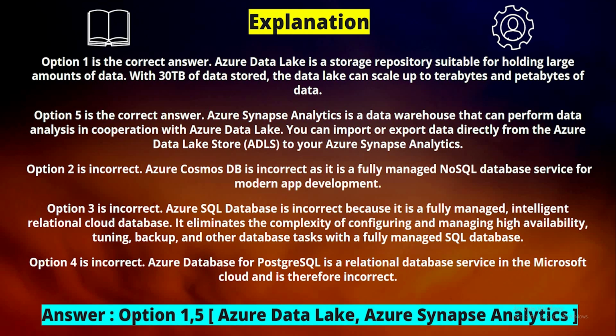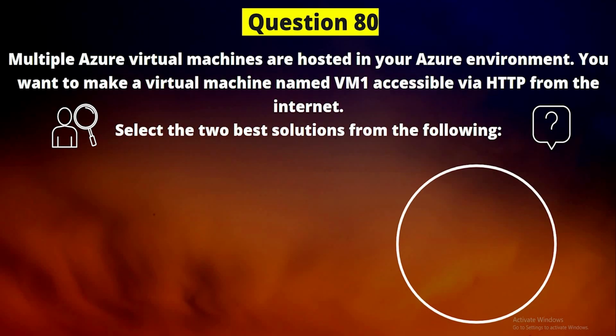Option 4 is incorrect. Azure Database for PostgreSQL is a relational database service in the Microsoft Cloud and is therefore incorrect. Question 80. Multiple Azure virtual machines are hosted in your Azure environment. You want to make a virtual machine named VM1 accessible via HTTP from the internet. Select the two best solutions from the following.